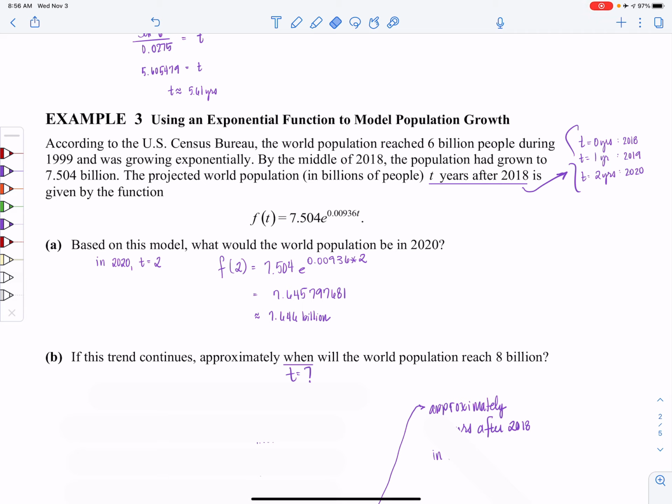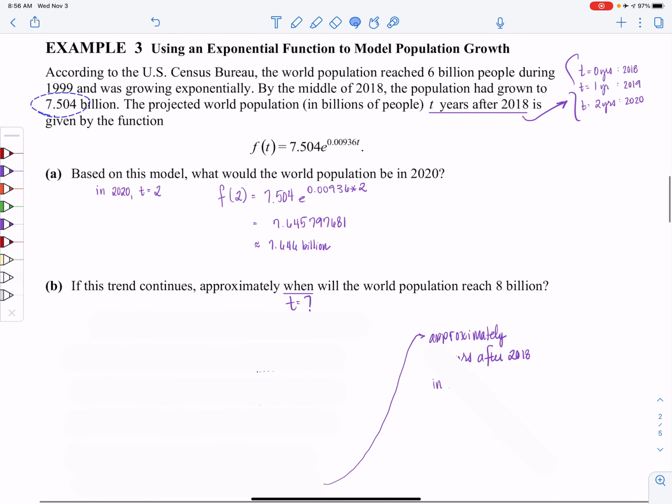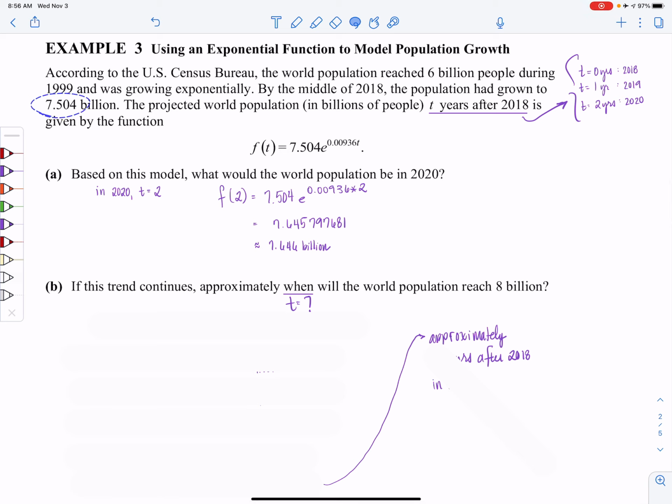And essentially what we're going to do is round according to what was already used, the same type of rounding, since it doesn't really say how to round. We'll round the same way that they rounded in the original question. So 7.646 billion people.